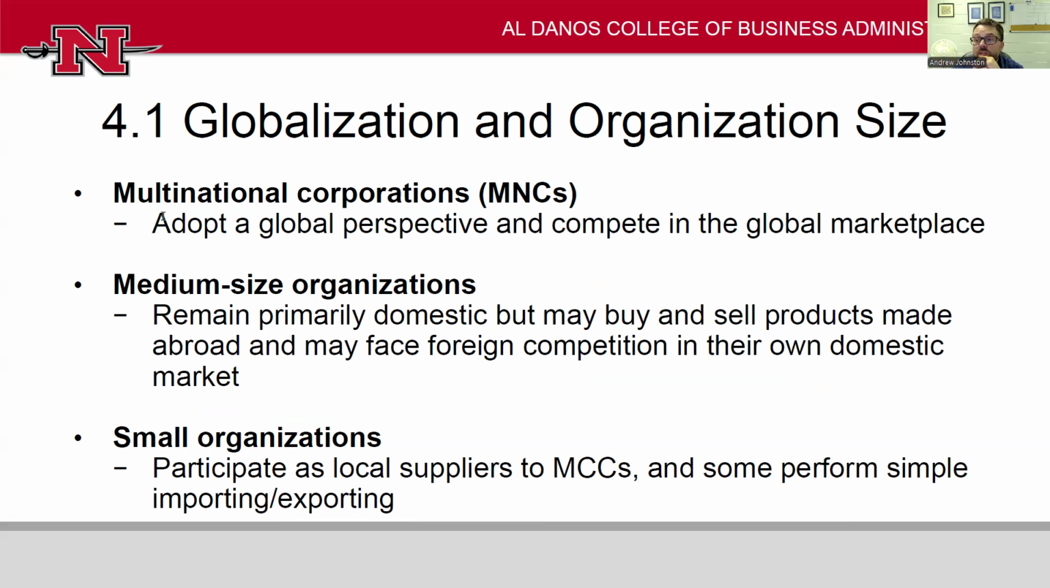So the largest firms in the world tend to be global or multinational corporations, and vice versa. Walmart, Apple. If you look at a list of the Forbes Fortune 500 companies, most of them are probably going to be global companies. Medium-sized organizations now tend to still be quite domestic.